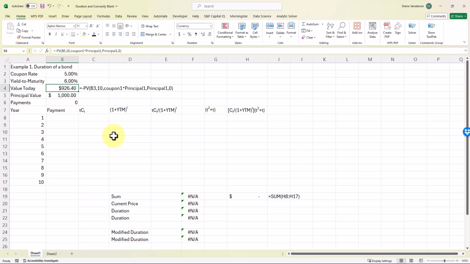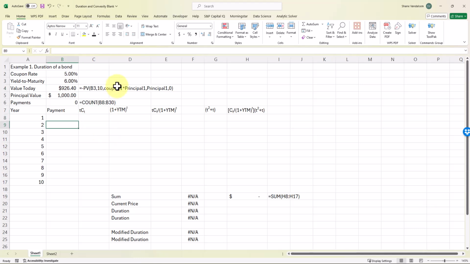Now, I did name some of these cells, and you can see that in the spreadsheet that I put online. I named cell B2 coupon 1, and I named cell B5 principal 1. Payment here, I put this in the count so it counts the number of payments. You can just put 10 there if you want, or you can just go ahead and fill this in as well. And let's go ahead and do that.